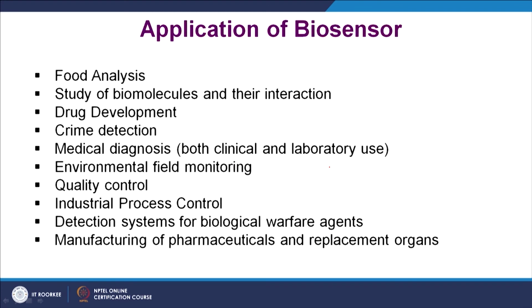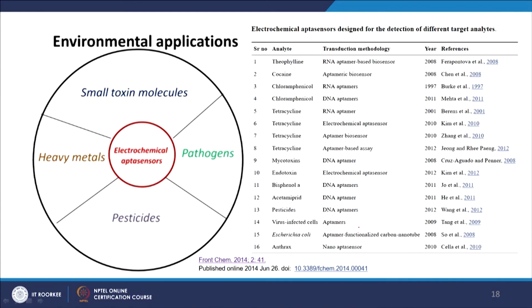So, in summary, the application of biosensors is for analyzing food, to study biomolecules and their interaction for research purposes, to develop drugs, to detect crime, and to do medical diagnosis both in lab and clinics. This is where we are most interested: environmental field monitoring, quality control, industrial process control, detection systems for biological warfare agents, manufacturing of pharmaceuticals and replacement organs. Focusing on environmental applications, the electrochemical aptasensors, these aptamer based sensors, have been used to detect small toxin molecules such as algal toxins, pathogens such as Staphylococcus aureus, pesticides and heavy metals.